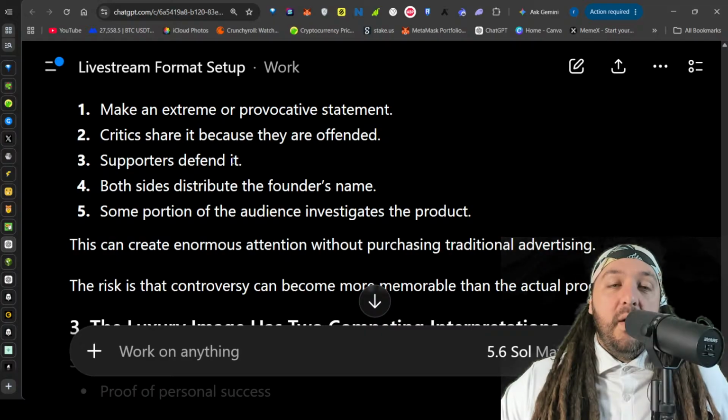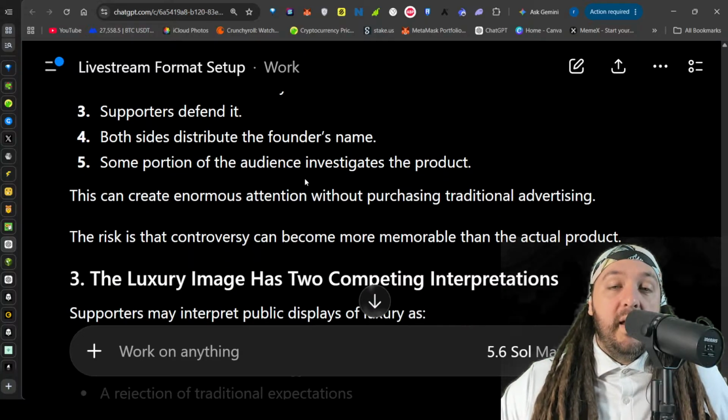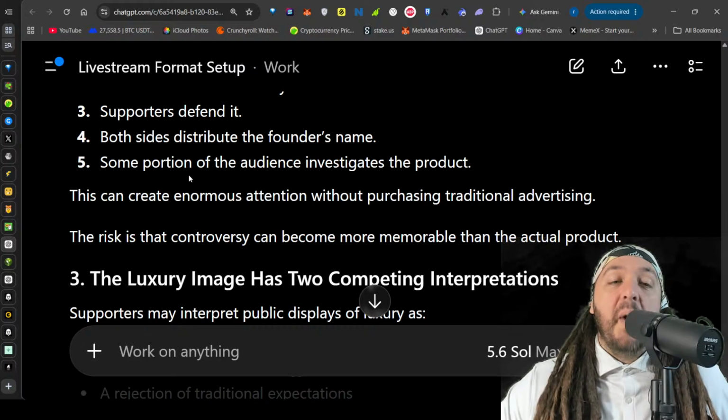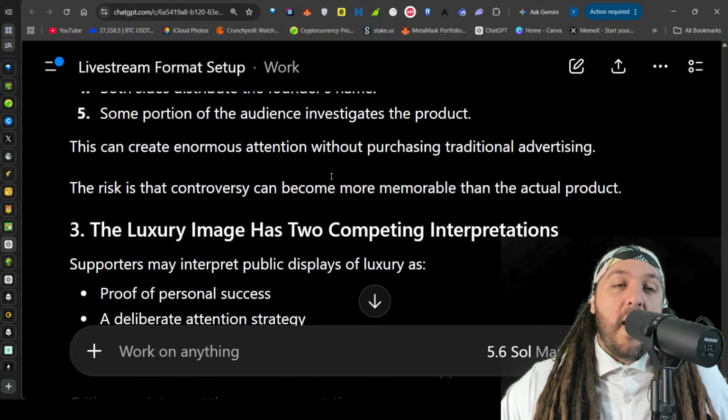Supporters then defend it, right? Creating all of this controversy. Both sides distribute the founder's name, right? Whether you're supporting it or criticizing it, you're saying his name. Some portions of the audience investigate the product, and somehow come into buying. This creates an enormous amount of attention without purchasing traditional advertising.